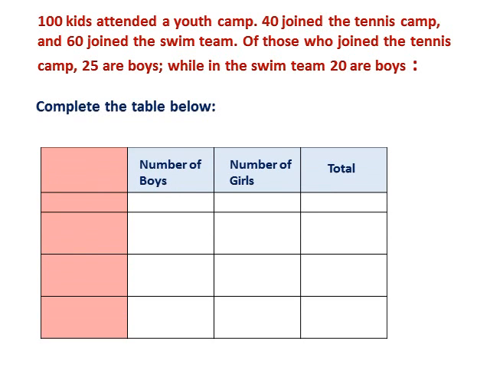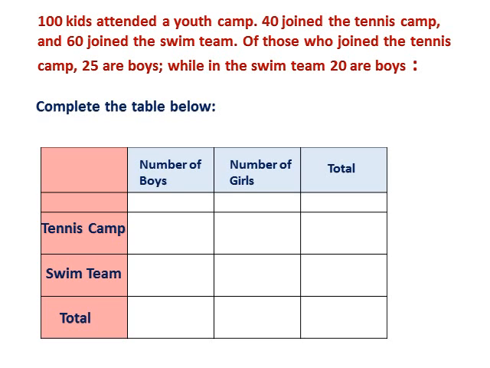As you notice, on the first 2 columns, I put the number of boys and number of girls and then the total. Total means the total number of boys and girls. That represents my columns, and for my rows, I have the 2 types of camps, the tennis camp and the swim team, and also, of course, the total.